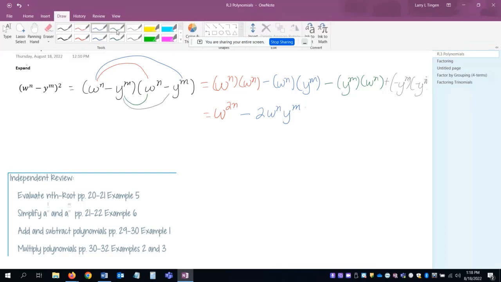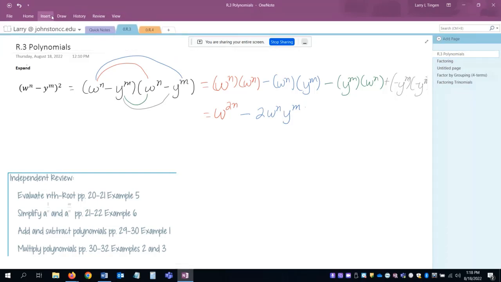And then lastly, negative Y to the M times negative Y to the M. Negative times a negative is a positive. Y to the M times Y to the M is Y to the 2M. And there it is. Questions on that? Any problems? Any issues?